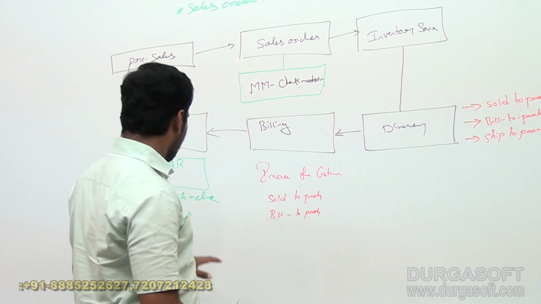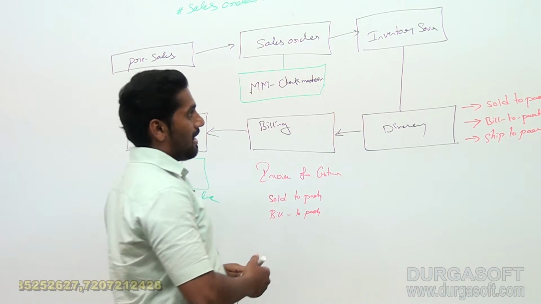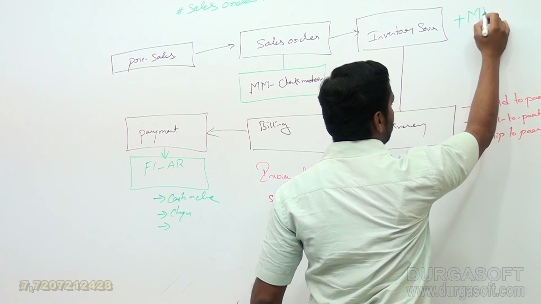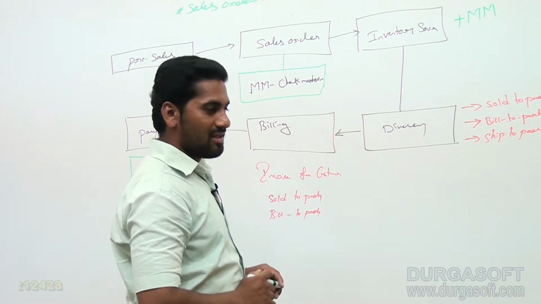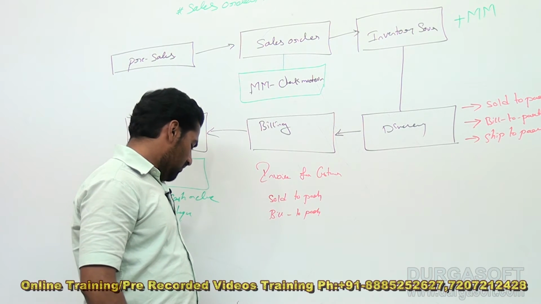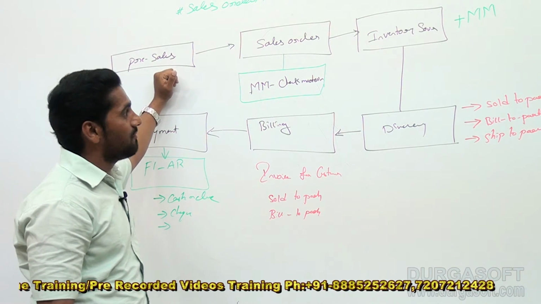So here SAP SD is integrated with SAP Finance, as well as with SAP MM, which is called SAP Material Management. Where you check the material kind of things will be taken care of by this system. So this is my complete picture of the sales order process, and how the whole sales team works.